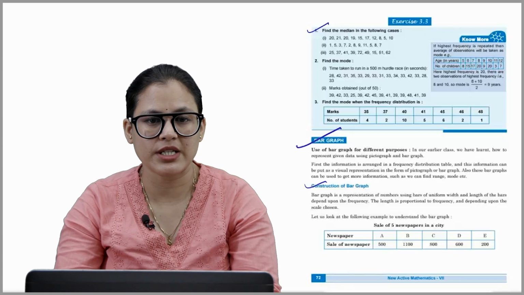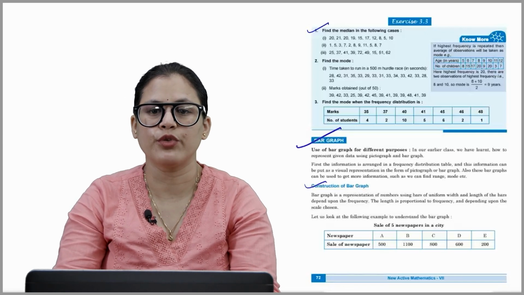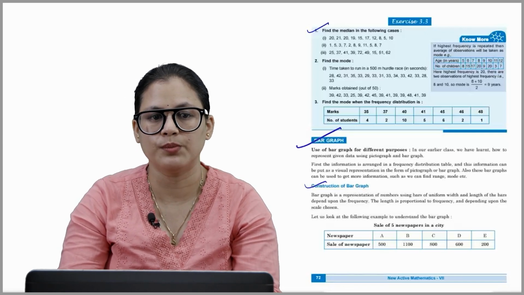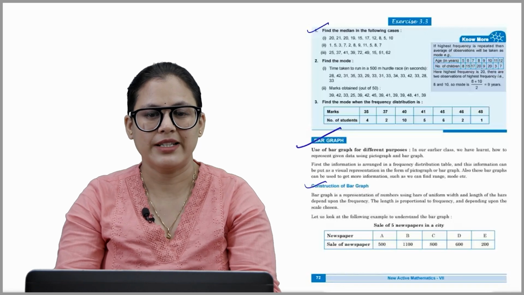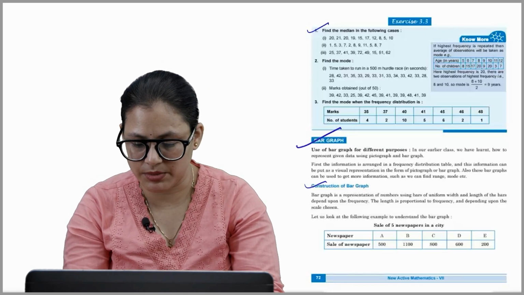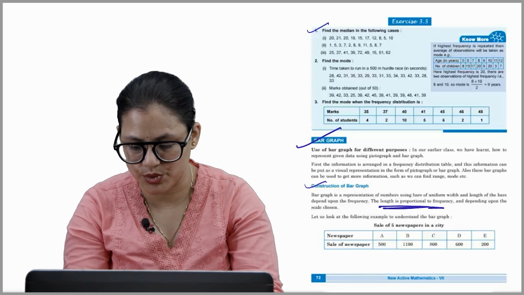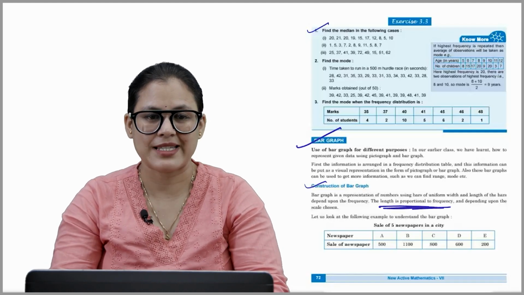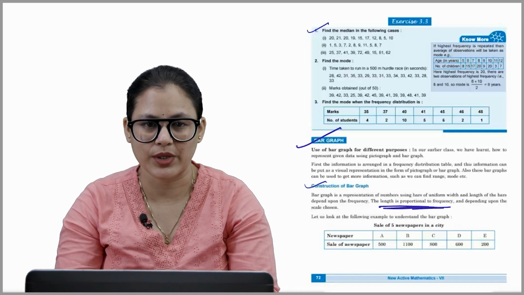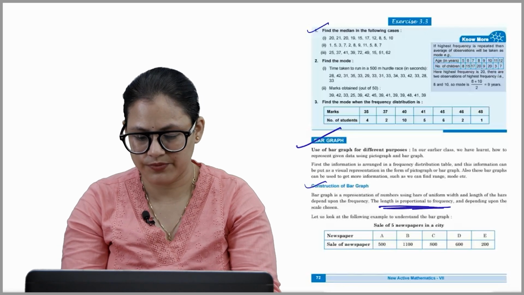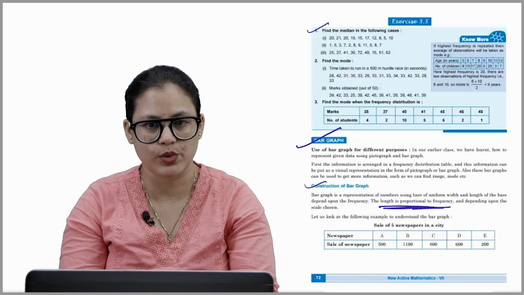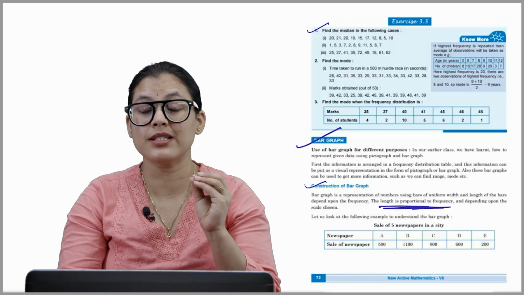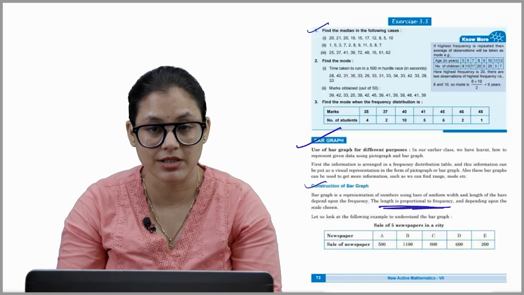A bar graph is a representation of numbers using bars of uniform width, and the length of the bars depends upon the frequency. The length is proportional to the frequency. Remember, length is proportional to the frequency, and depends upon the scale chosen. Let's look at the following example to understand the bar graph. Newspapers A, B, C, D are given, and the sales of newspapers are also given. These are the sales of 5 newspapers in a city.